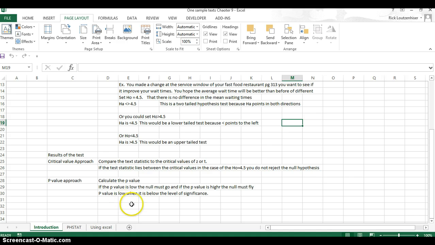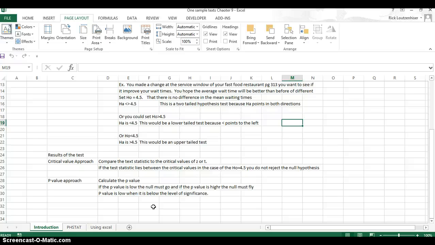And then the last one is a p-value approach. This is my favorite. It's a little simpler. If the p-value is low, the null must go. If the p-value is high, the null must fly. And the p-value is low when it's below the level of significance, and it's high when it's above the level of significance. And we're going to do a sample right here so we can test that out.